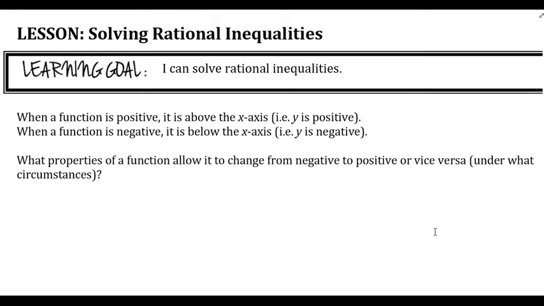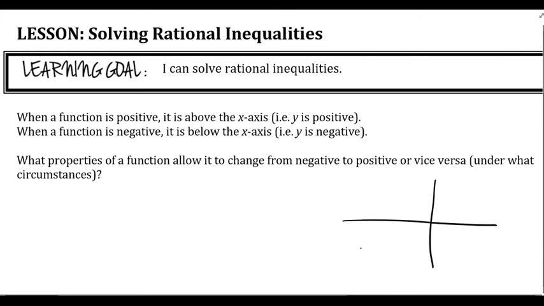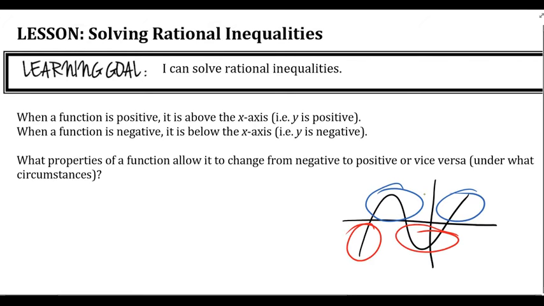X-intercepts, that's one of them, right? So an x-intercept, let's sketch some crazy function here. Where is it negative? It's negative here, and it's positive here and here. So x-intercepts is one. What's another property of a function or circumstance where a function might change from being positive to negative?